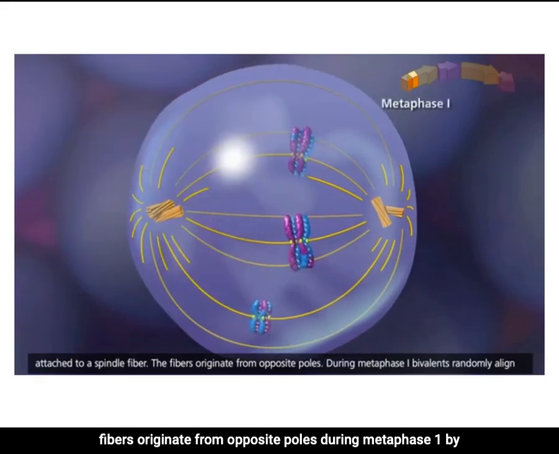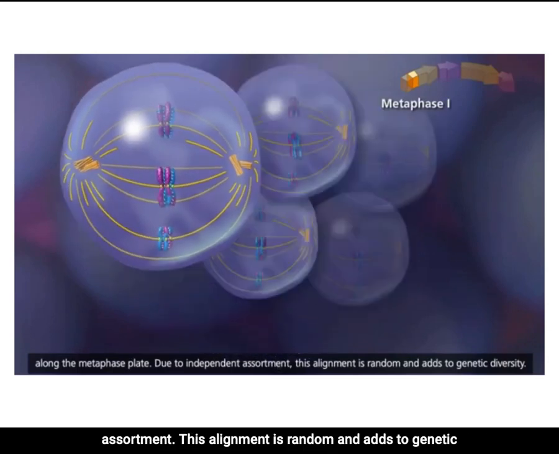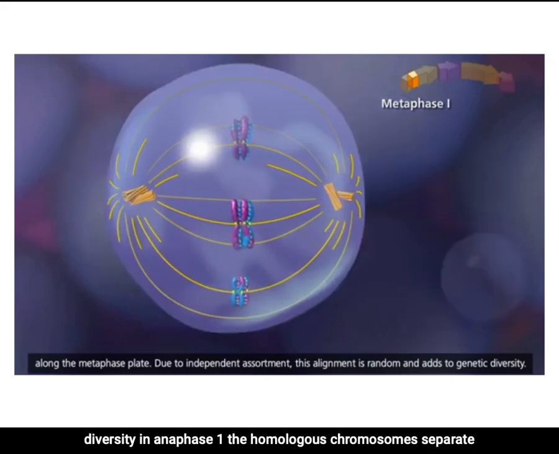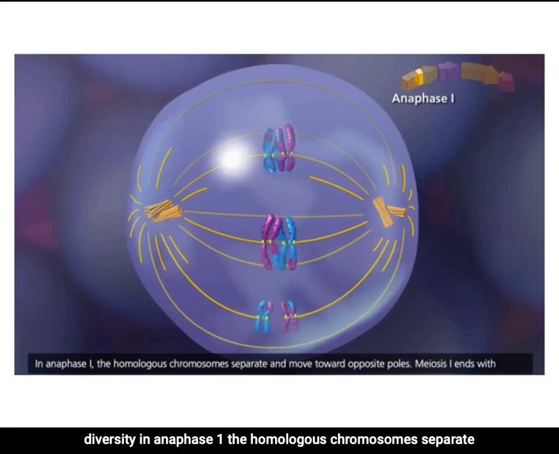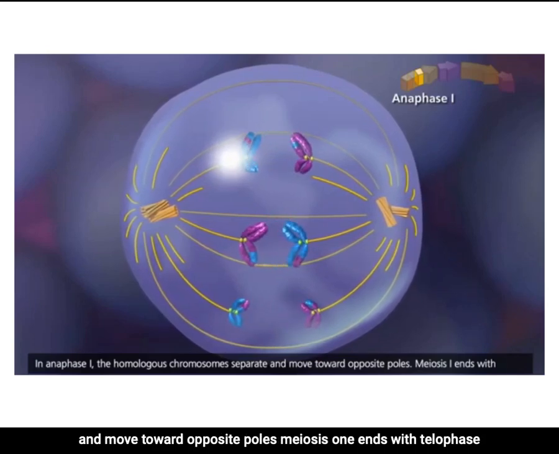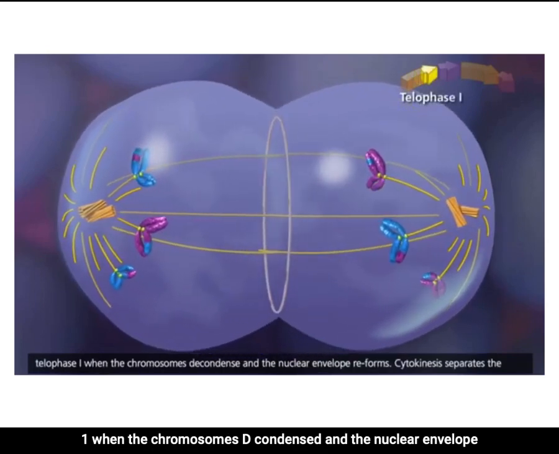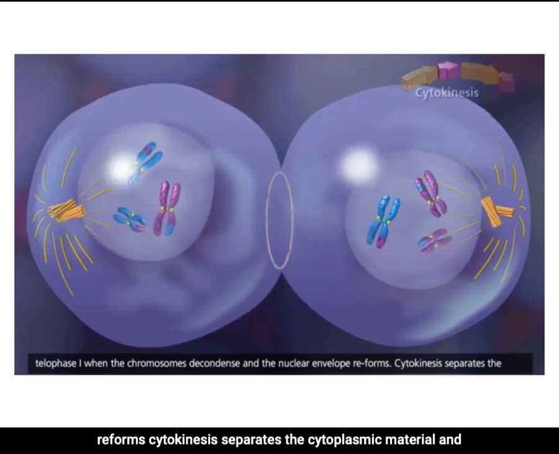During metaphase I, bivalents randomly align along the metaphase plate. Due to independent assortment, this alignment is random and adds to genetic diversity. In anaphase I, the homologous chromosomes separate and move toward opposite poles. Meiosis I ends with telophase I, when the chromosomes decondense and the nuclear envelope reforms.